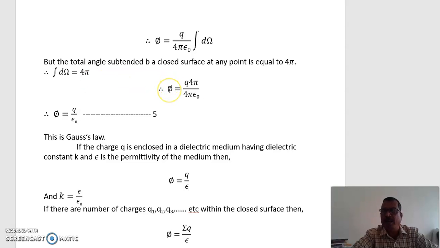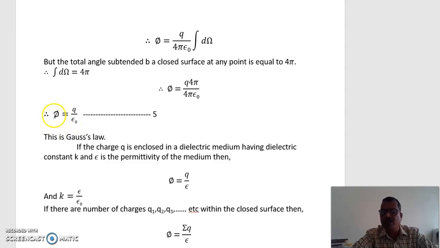Then we get the total electric flux φ equal to Q into 4π divided by 4πε0. This 4π gets cancelled. We get φ equal to Q by ε0. Suppose equation 5, and this is Gauss law. The statement: φ is the total electric flux through a closed surface, equal to the ratio of total charge enclosed by that surface to the permittivity of the medium in which the charge is situated.